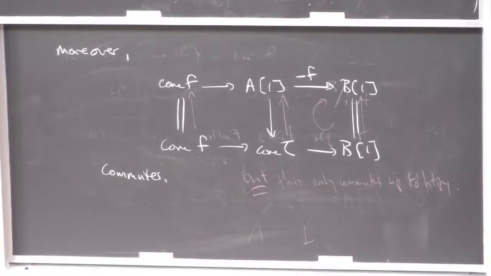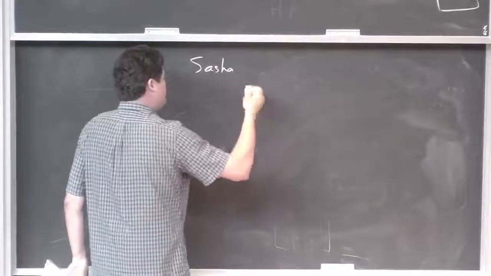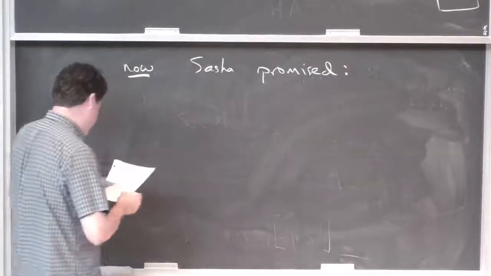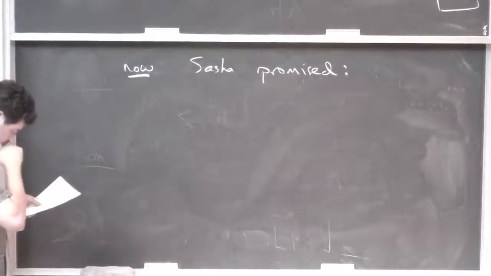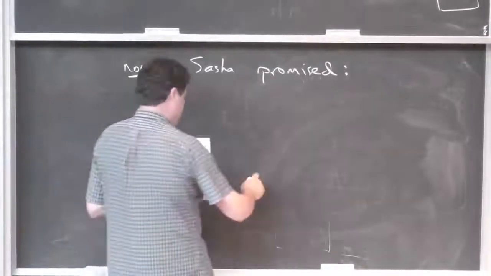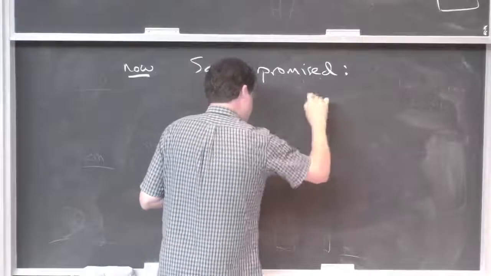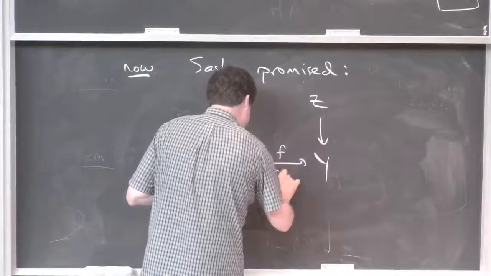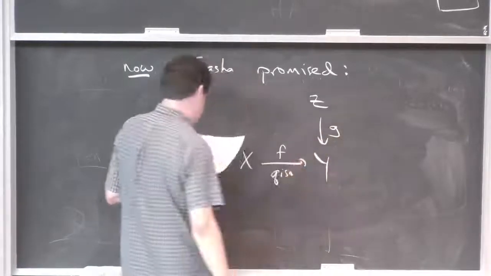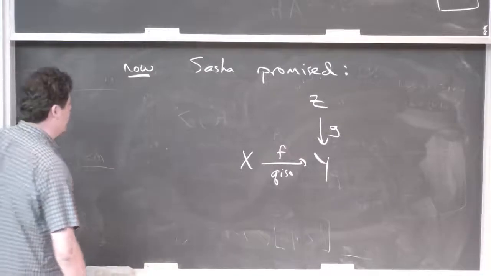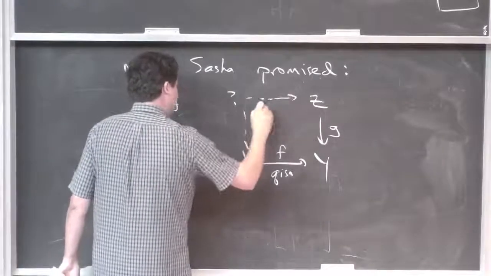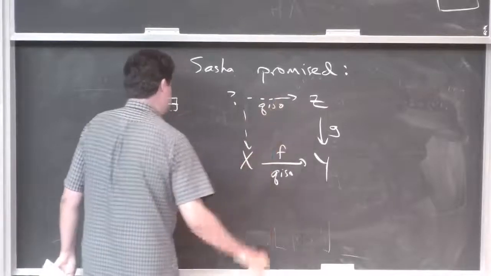So now, Sasha promised a number of things. Unfortunately, I'm going to transpose his diagram just to annoy you. If I call this F and it's a quasi-isomorphism, and G, like this, then the claim was that there exists something here and maps like this, such that this one is a quasi-isomorphism.